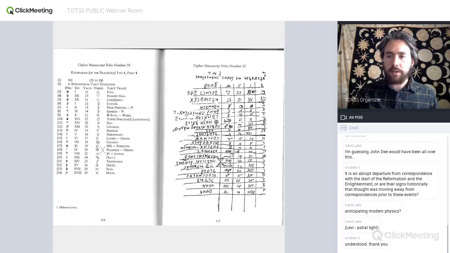Okay, so yeah, this is the cipher manuscript. If you're not familiar with it, it is a set of documents written in a cipher of sort of unknown origin. There's sort of controversy about that, but they are the prime documents that are used in the building of the Golden Dawn initiatory system.